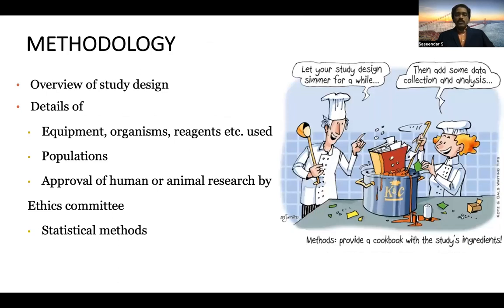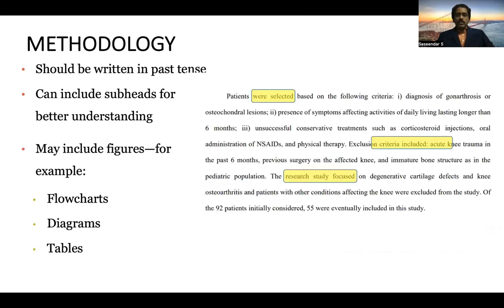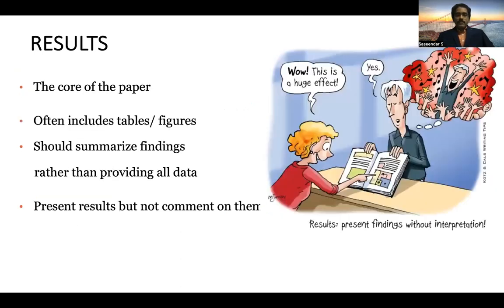It should include details of equipment, organisms, reagents, etc. used, the population that was studied, whether approval of human or animal research ethics committee was obtained, and the type of statistical methods used. The methodology should be written in past tense. For example, patients were selected, exclusion criteria included, the research study focused. It can include subheads for better understanding, may include figures, for example, flowcharts, diagrams, and tables.